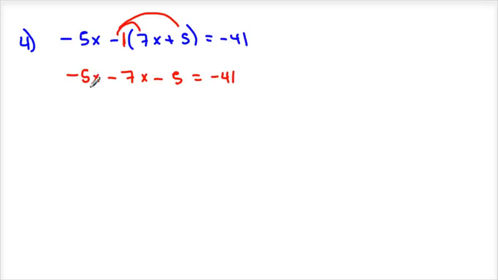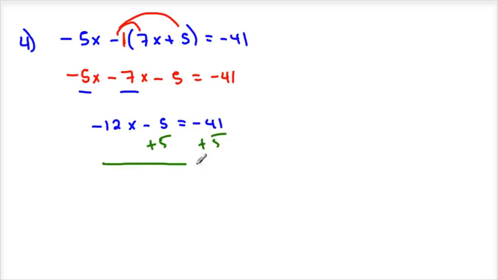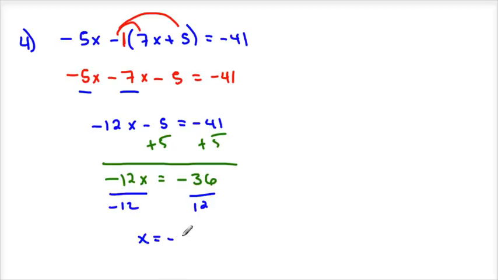Bringing that down. Combining my like terms, negative 5x and negative 7x, I get negative 12x minus 5 equals negative 41. Add 5 to both sides for my two-step equation. So I got negative 12x equals negative 36. Last step, divide both sides by negative 12. x equals negative 3.